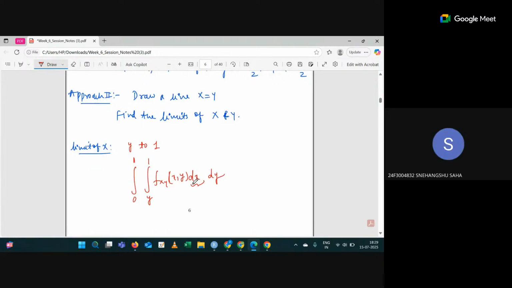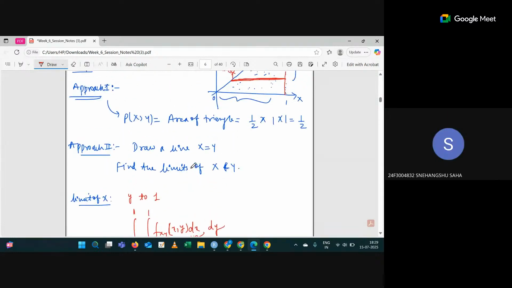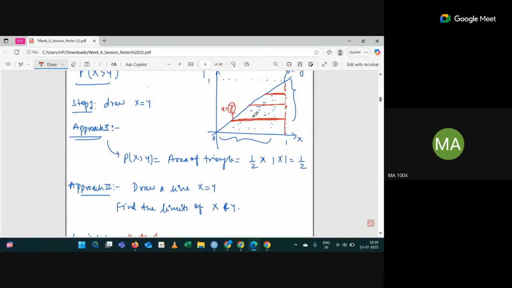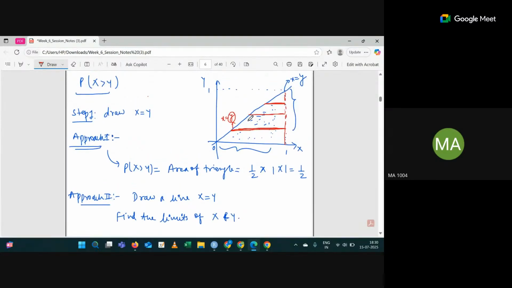Sir, would you please repeat how you found the limits? See, if you want to calculate the limit of x, you can go either way also, right? You can find the limit of y also, I will come to that. Suppose I want to calculate the limit of x. Then what will I do? I will draw a parallel line or parallel strip with respect to the x axis. Then see from where to where it is going. If I have drawn this line, this is going from y to 1 in this area, wherever we are interested.